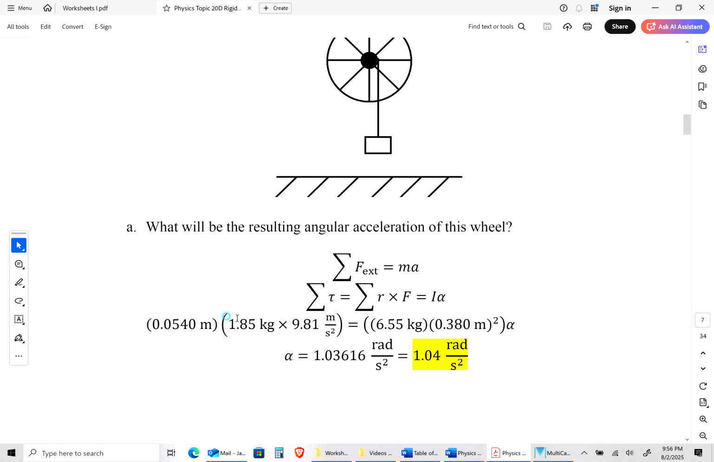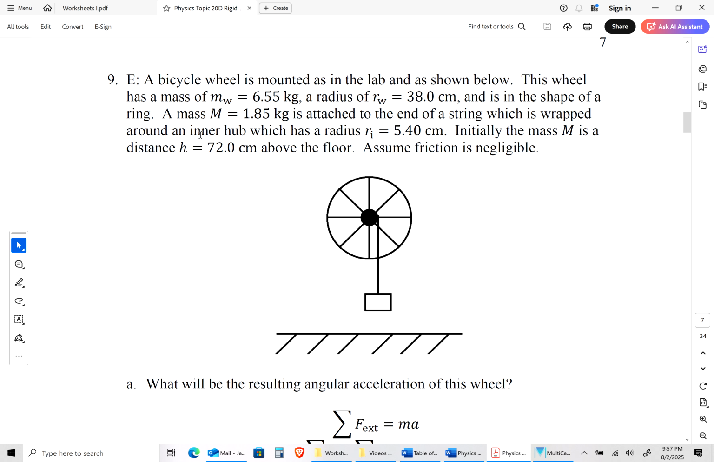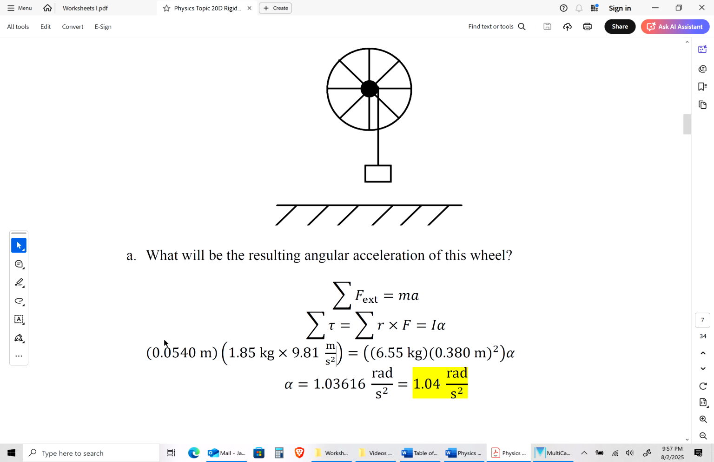So, sorry, this is the mass of the box. This is this mass here on the bottom. So RF is equal to I alpha. And 6.55 kilograms times 0.380 meters squared is I. And we're just going to solve for alpha.